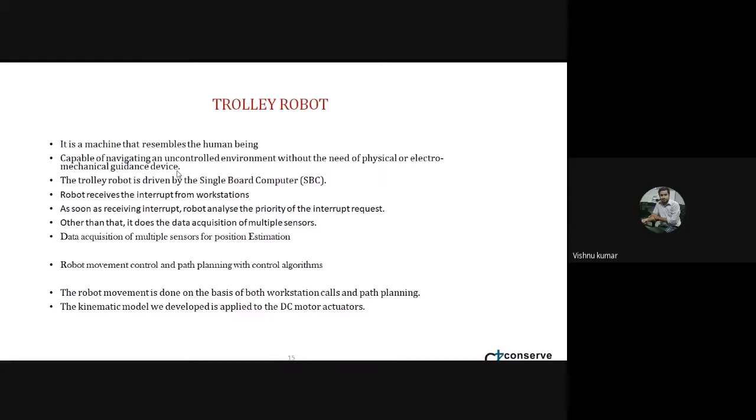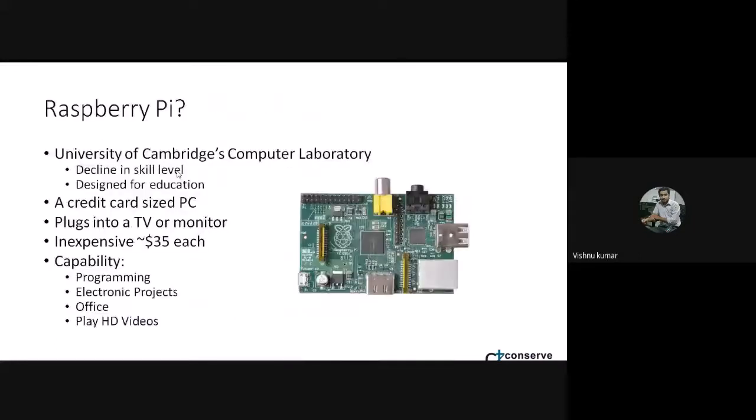For that, the basic requirement is data acquisition from sensors. We have multiple sensors, and based on the sensor readings, the robot should move. Then there is robot movement and control through path planning algorithms, which is another thing we should focus on. Robot movement is done based on bus stations, poles, and path planning. We have developed kinematic models for moving this robot, and the kinematic motion commands should be given to the actuators in the robot. The actuators here are DC motors only; presently we have no other actuation.